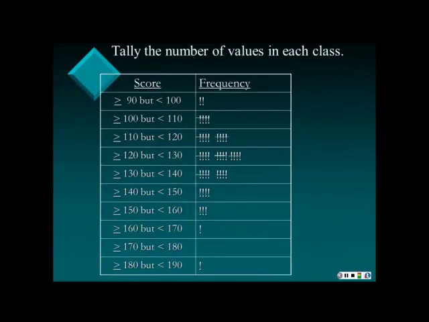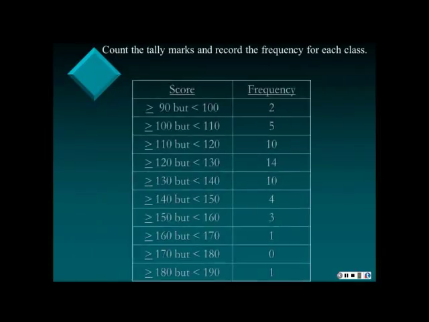So now I'm just going to tally up the number in each class. You'll have to take my word for it. There are, well, I guess you can count them up. You don't have to take my word for it. There were two numbers in the class greater than or equal to 90 but less than 100, then 5 in the next class, then 10, and so on. So I just tallied those up, and now I'm just counting those.